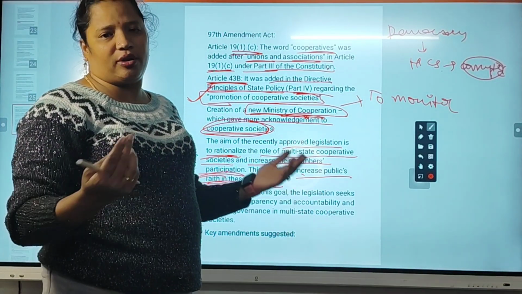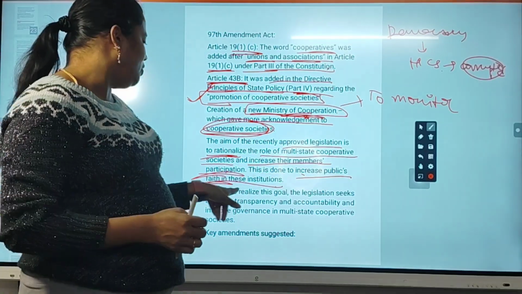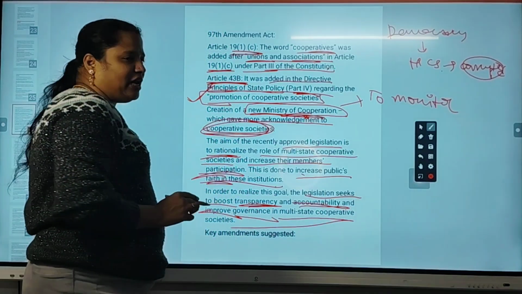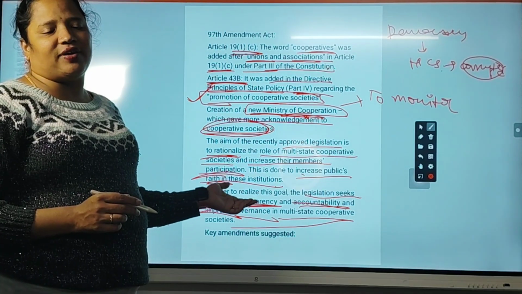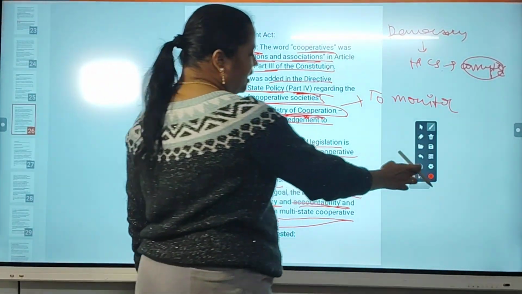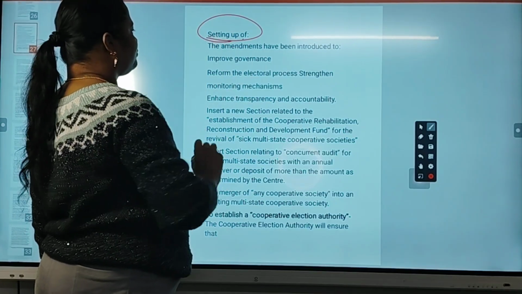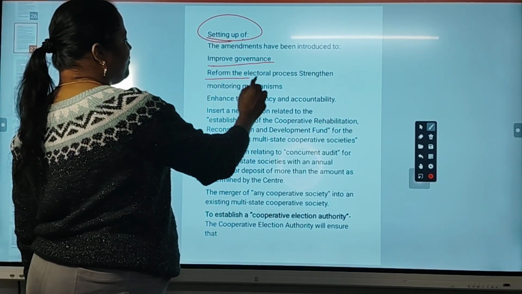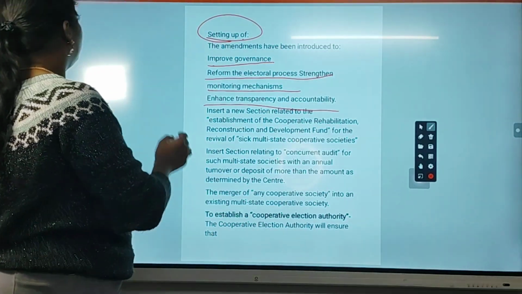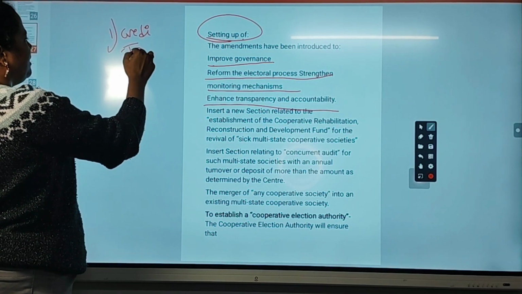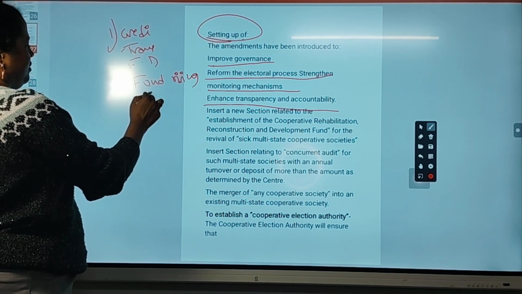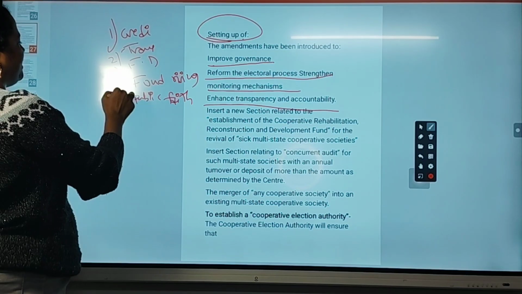So to stop this, the government has given some amendments to the original bill. In order to realize this goal, the legislation seeks to boost transparency and accountability, and to improve governance in the multi-state cooperative societies, along with financial discipline and fundraising. These amendments are suggested. So what are the key amendments here? To improve governance, reform the electoral process, strengthen monitoring mechanisms, enhance transparency and accountability. These are things we have discussed till now. So to improve credibility, transparency, financial discipline, fundraising, and to keep public faith, amendments in multi-state cooperative societies are being suggested.